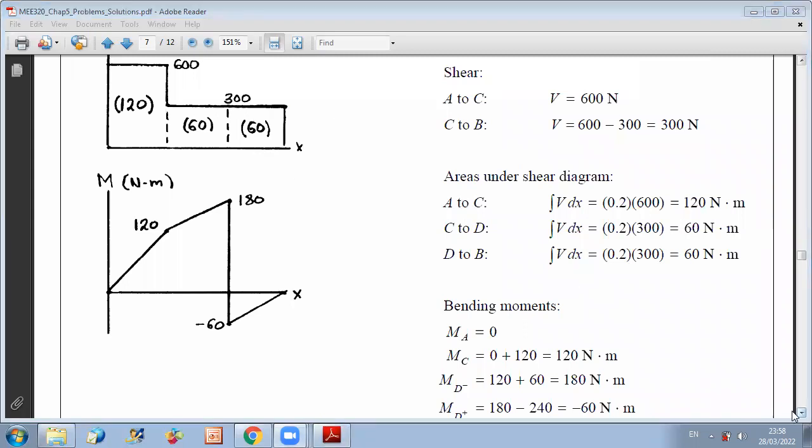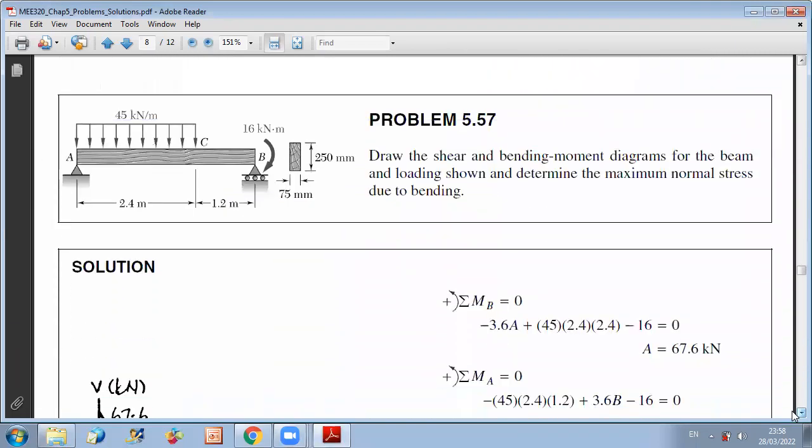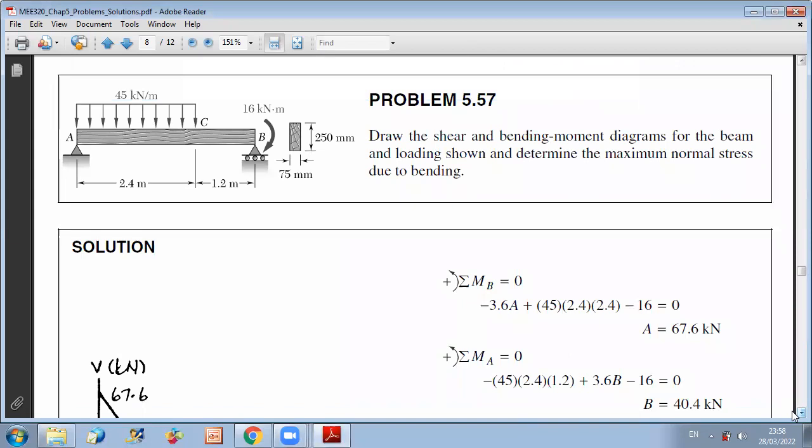Now let us continue with design problems. In this problem, we want to draw the shear and bending moment diagrams for the beam and loading shown and to determine the maximum normal stress due to bending. Again, because we talked a lot already about details of shear and bending, just try to draw the shear and bending moment diagrams and verify that you are able to compute the actual profile.